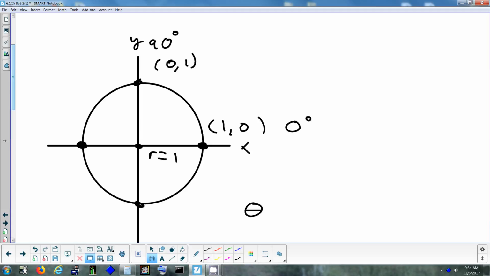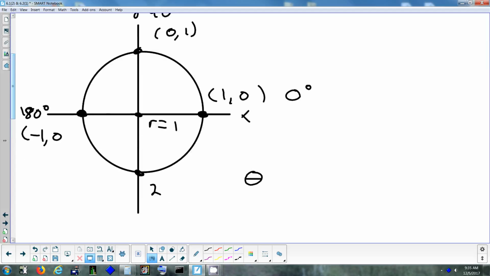How about the coordinate for 180? Yeah. Negative 1, 0. And how about the coordinate that would represent the terminal side of the angle at 270? 0, negative 1. 0, negative 1.